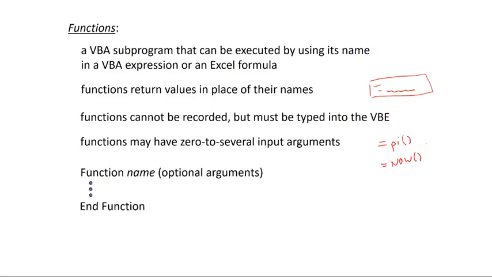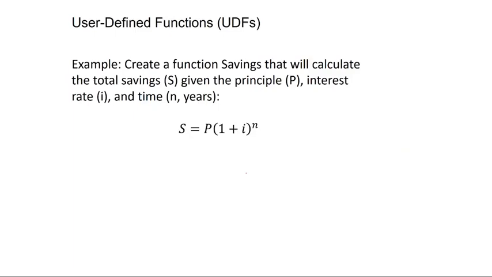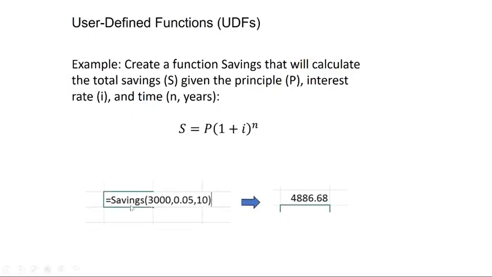Syntax looks like function instead of sub, and we have end function, and you have the name of your function and your optional arguments. Let's go through an example. Let's create a function called savings that will calculate the total savings given the principal, interest rate, and time in years. What we want to be able to do in Excel is to type in a cell equals savings, and we have the 3 arguments. We have the principal, the interest, and the number of years, and it gives us the amount, the savings at the end of n years.